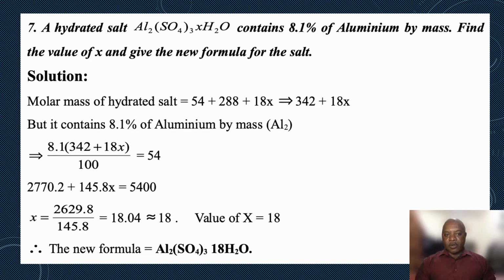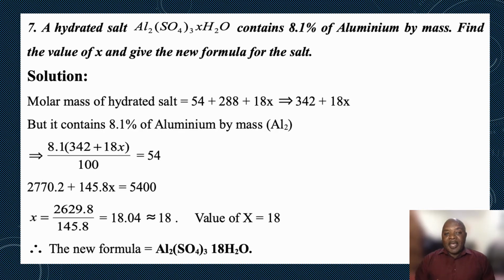It takes us to the second part of it. A hydrated salt. We have a hydrated salt there. It is Al2(SO4)3·XH2O. That is hydrated aluminum sulfate. It contains 8.1% of aluminum by mass. Find the value of X and give the new formula for the salt. When we find X, we replace X in the formula with a number, and that will be the new formula.